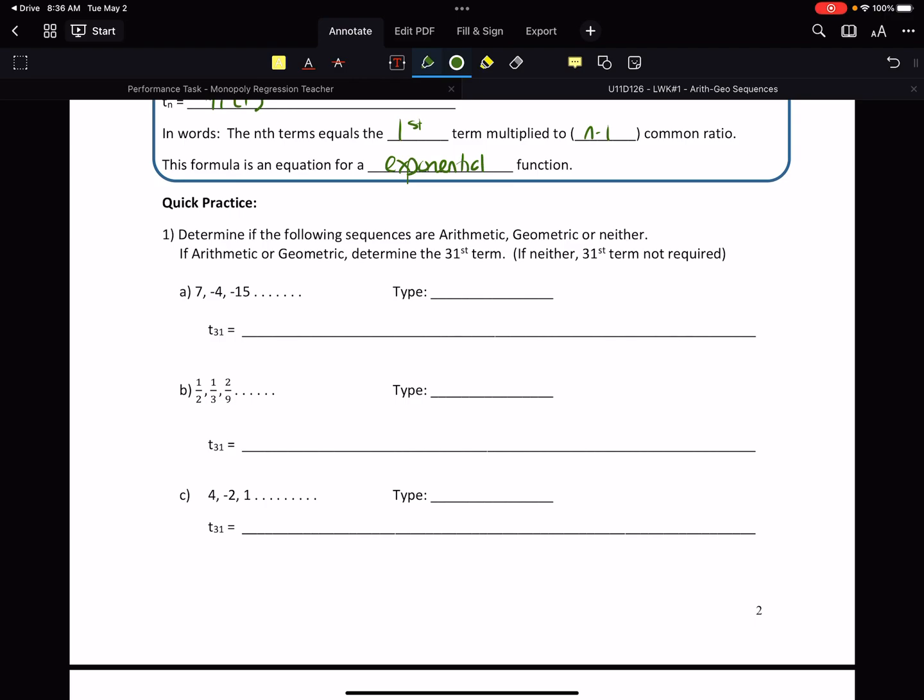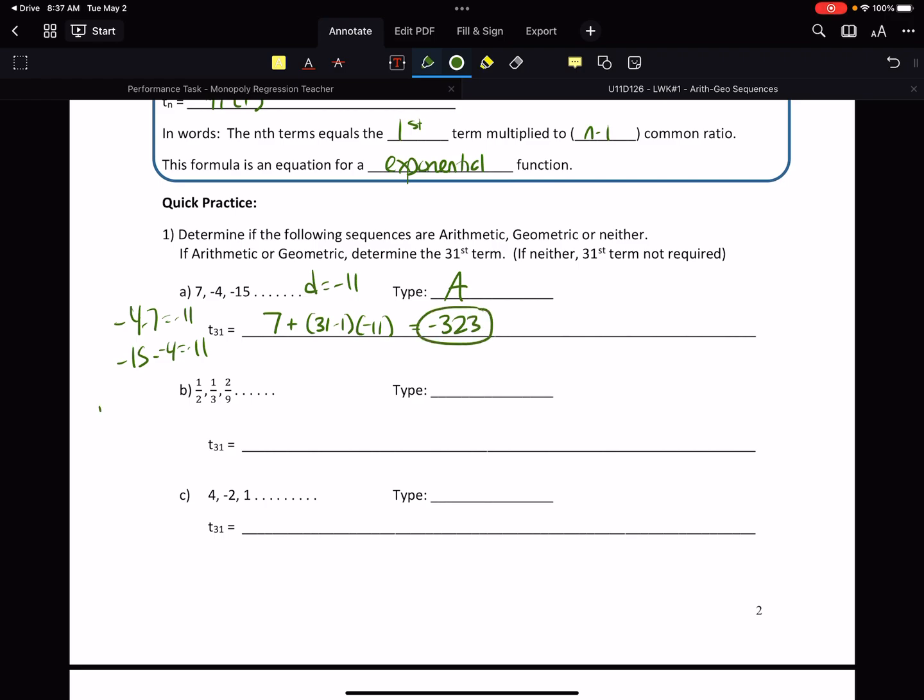All right, quick check. In this case, negative 4 minus 7 is negative 11. Negative 15 minus negative 4 is negative 11. We have an arithmetic sequence. Our common difference here is negative 11. So the 31st term, T1 plus n minus 1 times the common difference, is negative 323.